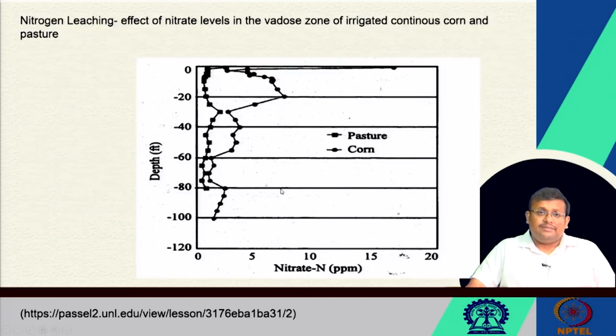coarse texture soil. So, here you can see this is an experimental result where you can see nitrogen leaching effect in the vadose zone of irrigated continuous corn and pasture. So, you can see here this is the nitrate leaching for pasture, and here this is the nitrate leaching for corn.